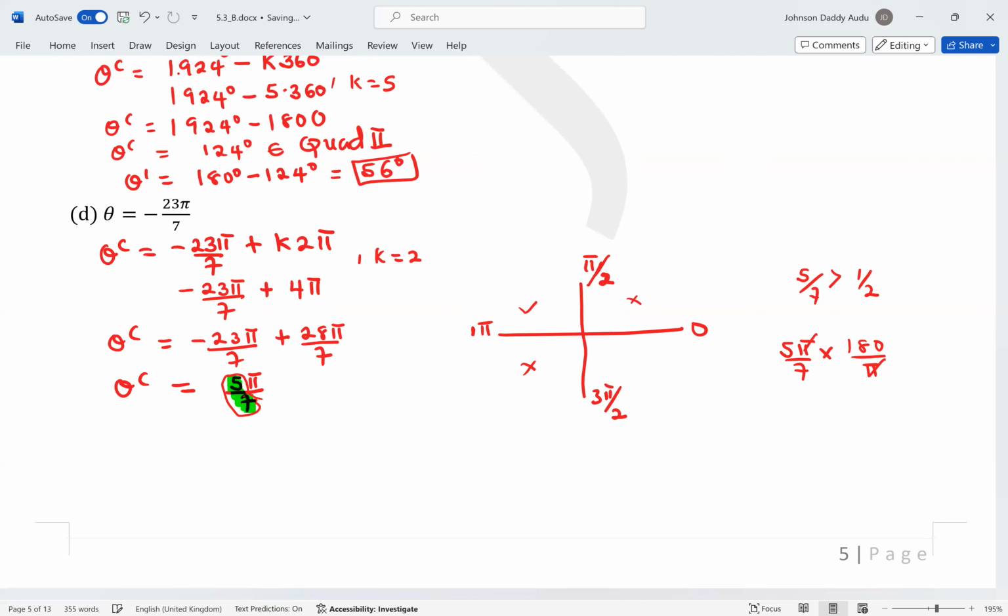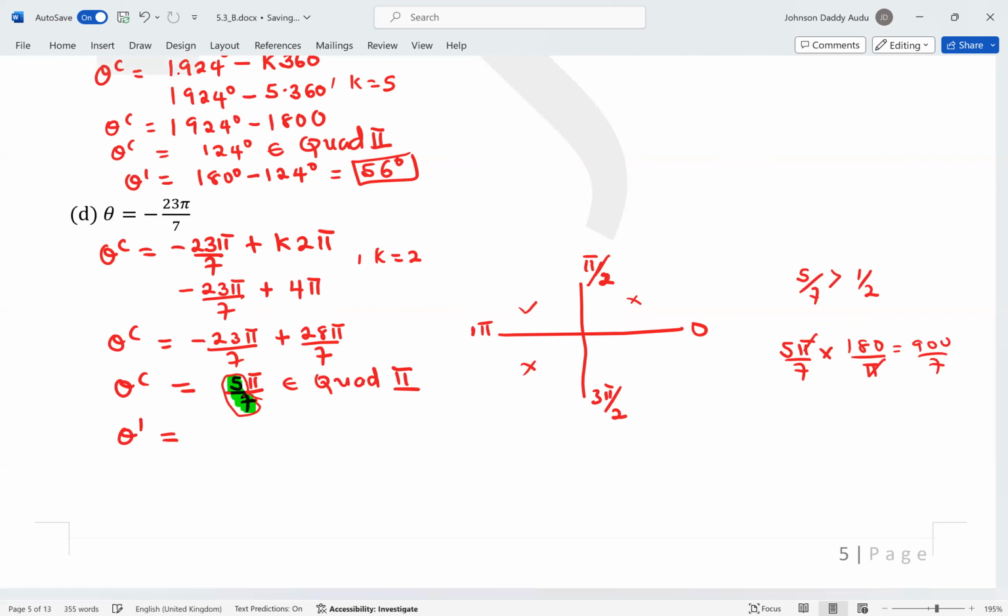This will definitely be in the second quadrant because this and this will give you about 900, right? And then you are dividing by 7. So you're going to be around 100 and something, maybe 120 something. Okay, so you're going to be in the second quadrant. All right, so since you are in the second quadrant, this is in quadrant number 2.